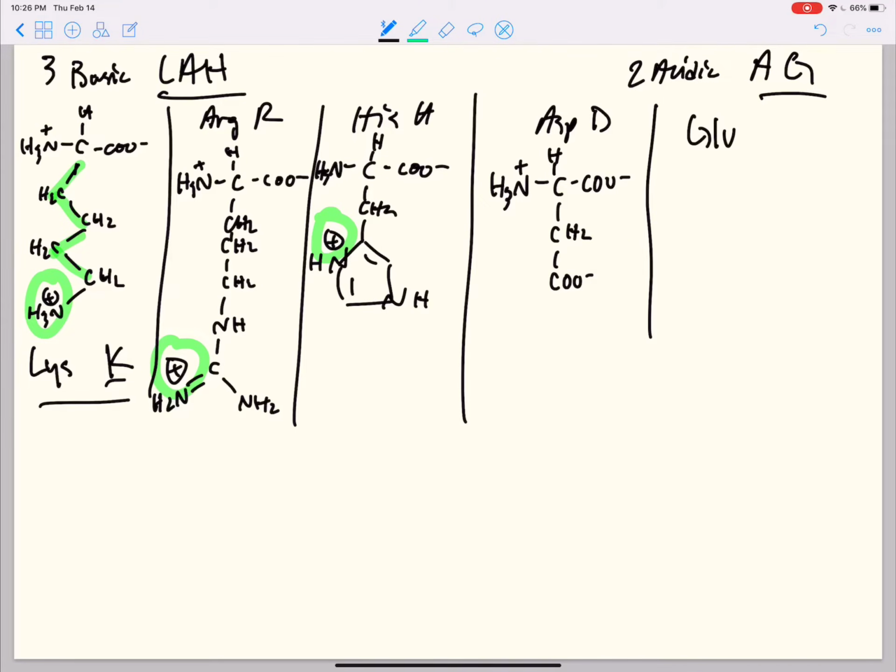I remember glutamate because glue and the one letter is E. So I guess that's a little better. It's not great, and I highly doubt it was intentional. And with glutamate, it's just one more ethyl group compared to aspartate. So from aspartate to glutamate, you're adding one more ethyl group. And that's kind of how I've memorized the amino acids.